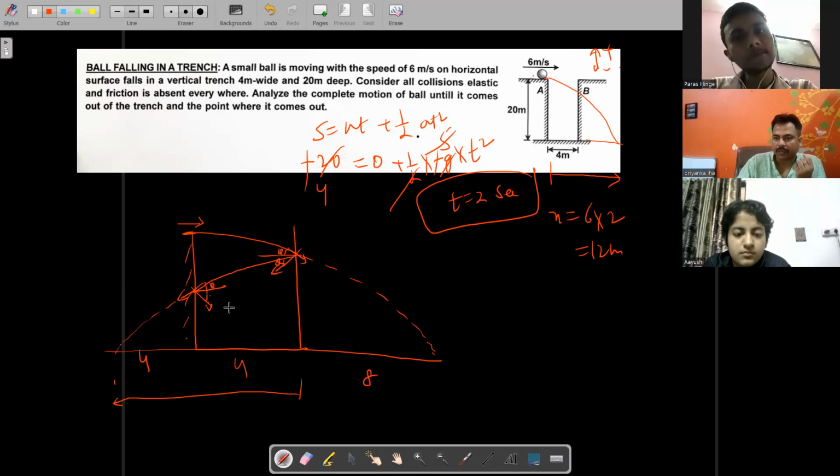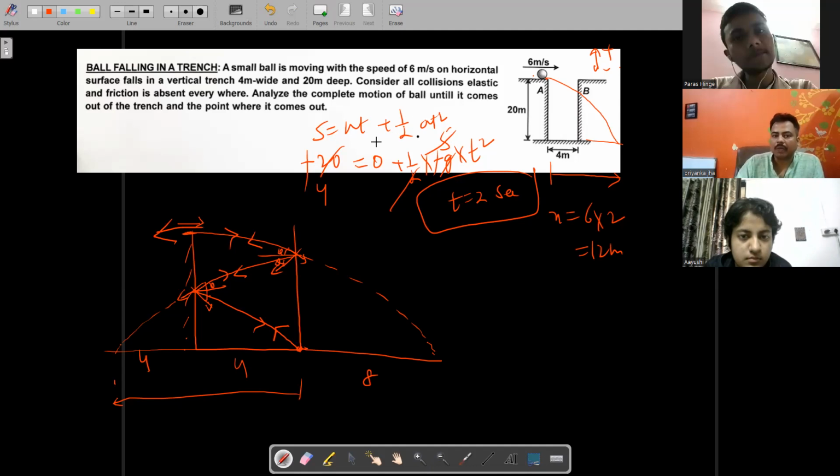So now, whatever path it will follow will be the mirror image of this path, right? That will be the mirror image of this path. So this is 4. Again, it will follow and strike over here because this is also 4. So it will follow this path. And because all collisions are elastic, after striking here, it will again go back. It will follow the same path, and like this it will come out of the trench from the same point where it started its journey. So from here only, it will come back.